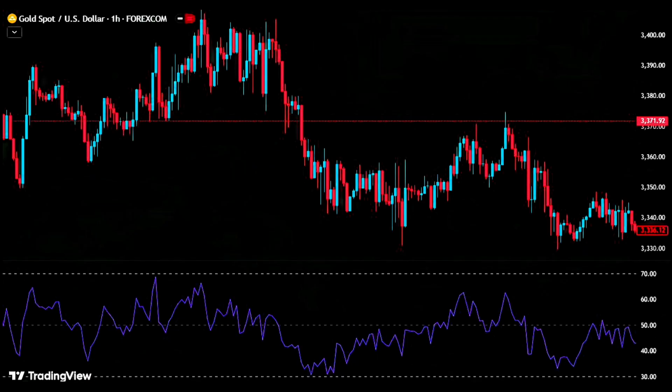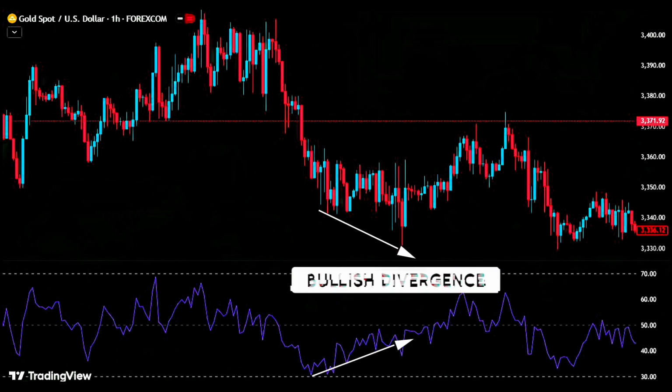Generally, stock price and RSI move in the same direction. If the price is rising, RSI also rises. And if the price is falling, RSI also drops. But sometimes you will notice something different on the chart. For example, if the stock price is falling but RSI is rising, this is called a bullish divergence. It means that even though price is dropping, RSI is showing strength. This indicates that the trend might soon reverse upward and the price has a higher chance to move up.